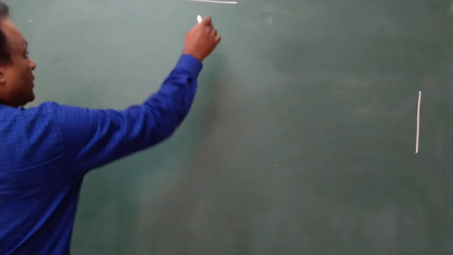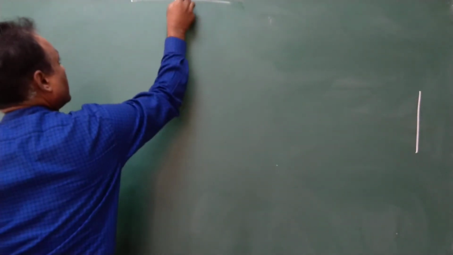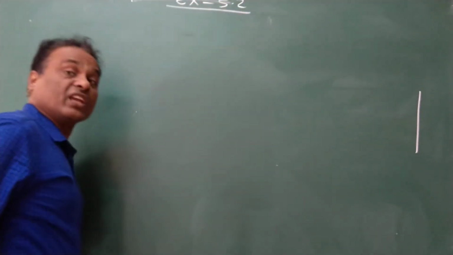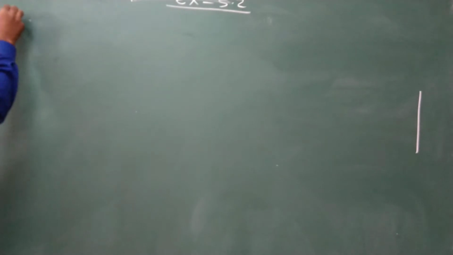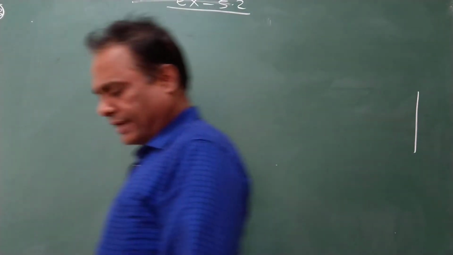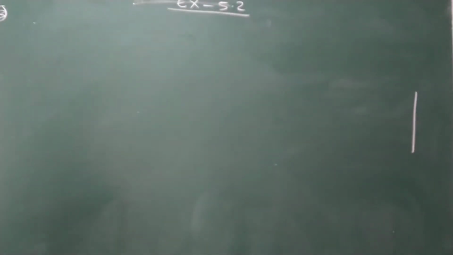So, students, this is exercise 5.2, quadratic equations, third problem. Exercise 5.2, third problem. All of you read the question from the textbook, and even if you don't understand also, just read it. Students, all of you read the question.